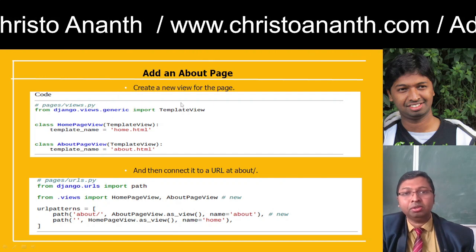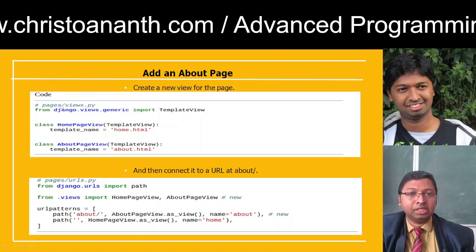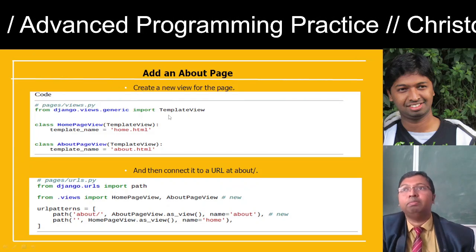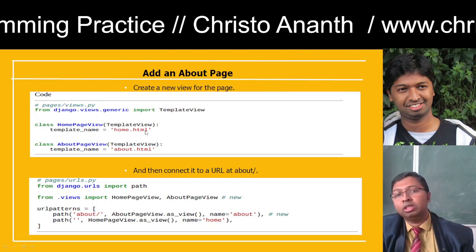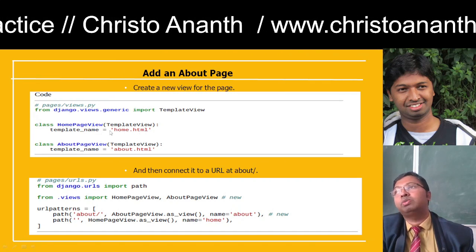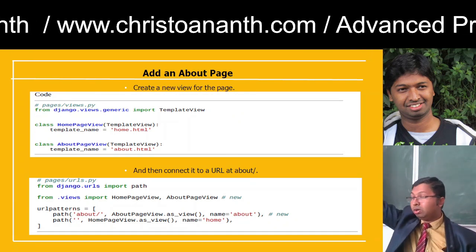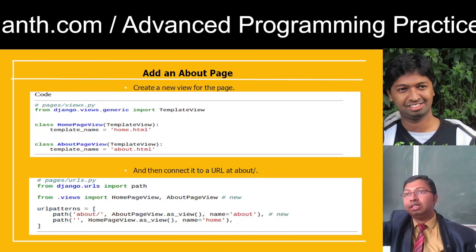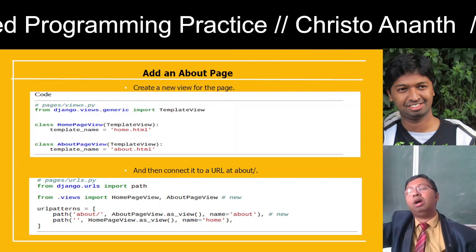Now you will create a new view for this about page. Within pages/views.py, from django.views.generic import TemplateView, and then class HomePageView(TemplateView) with template_name specified as home.html. This was already there. Then you have class AboutPageView, that is the new thing we are adding. It is a TemplateView, and template_name is equal to about.html.